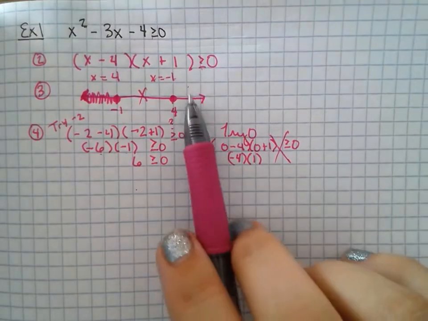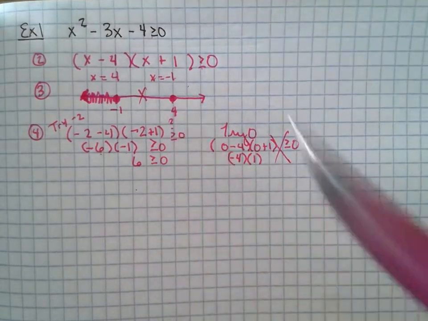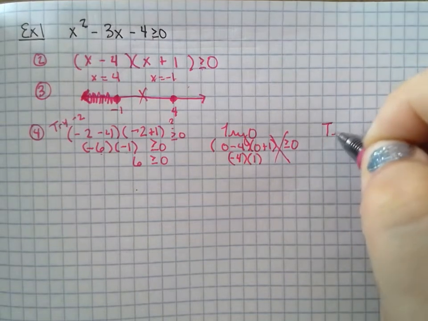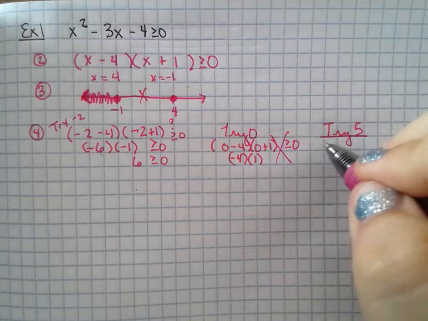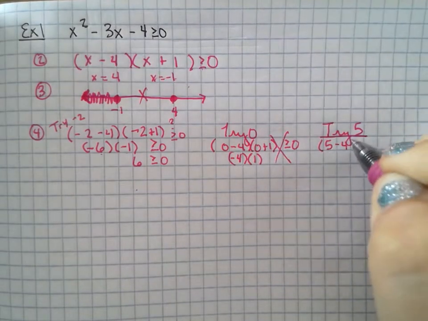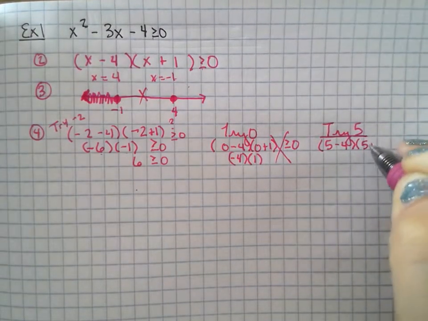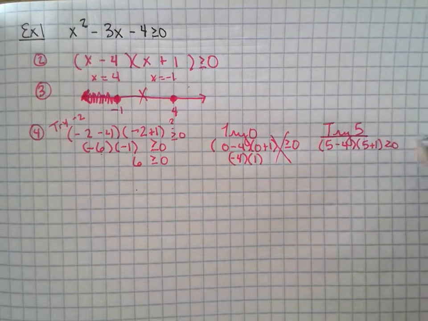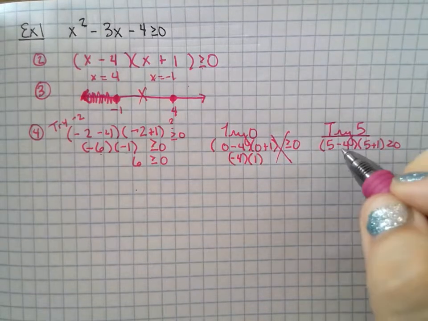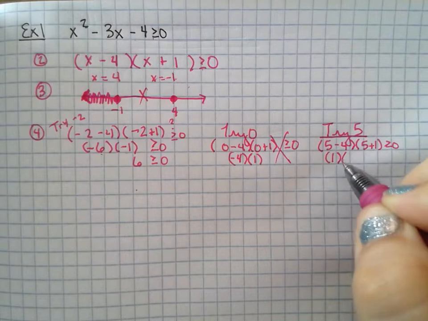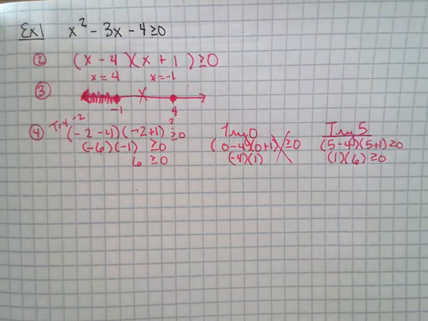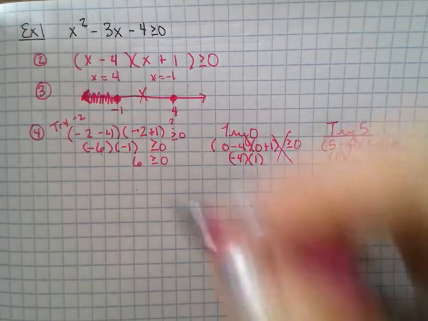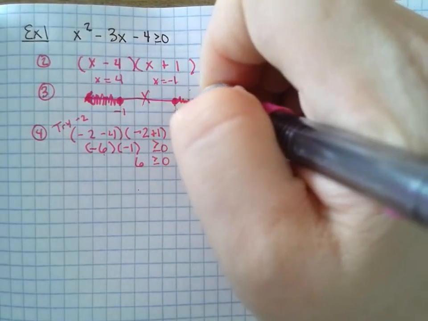What's a number that we could try over here? 5. Sure, let's try 5. So I have 5 minus 4 and 5 plus 1. We're trying to see, is that greater than or equal to 0? Well, this is going to give me a 1, and this is going to give me a 6. Is 6 times 1 greater than or equal to 0? Yes, life is happy there. That makes that inequality true.